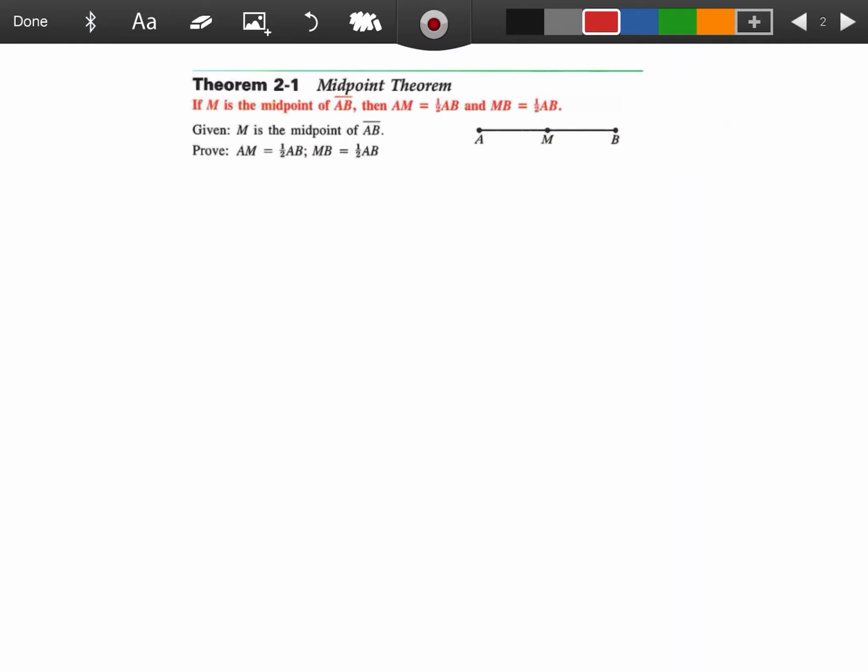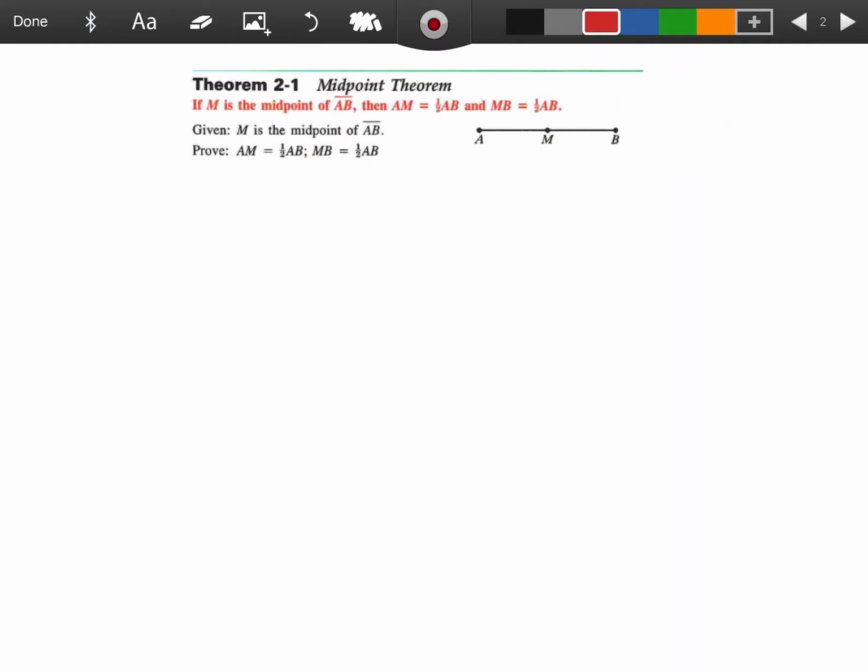The midpoint theorem states that if M is the midpoint of segment AB, then AM equals half of AB and MB equals 1/2 of AB. So basically, if M is our midpoint, then each half makes up half of the whole. Each part that the midpoint divides the segment into is going to be exactly half. And that makes sense, right? If we add up two equal parts, they each have to be half of the whole thing.